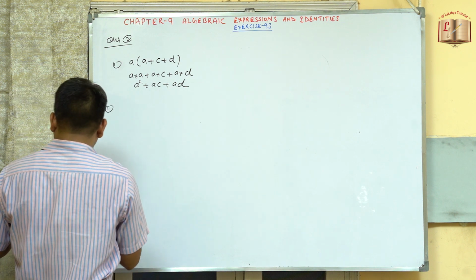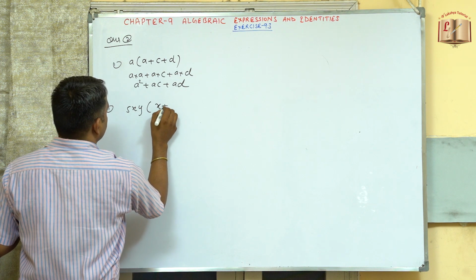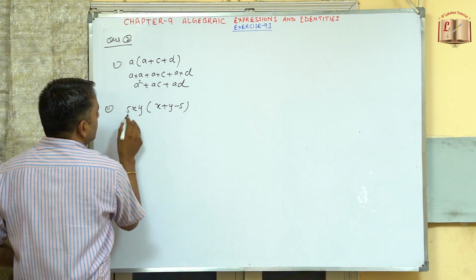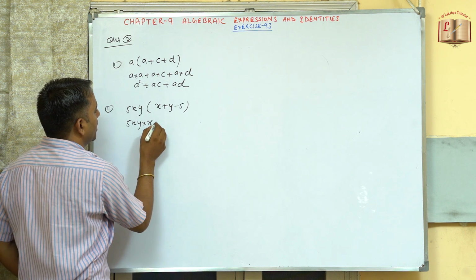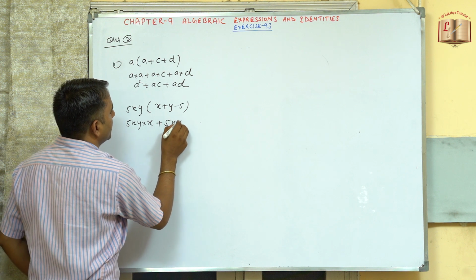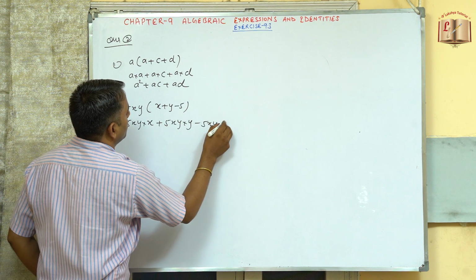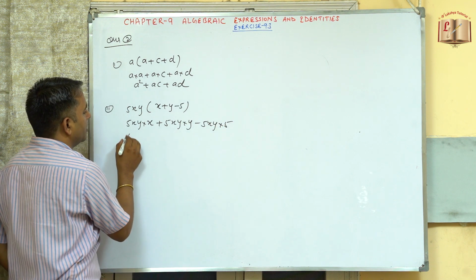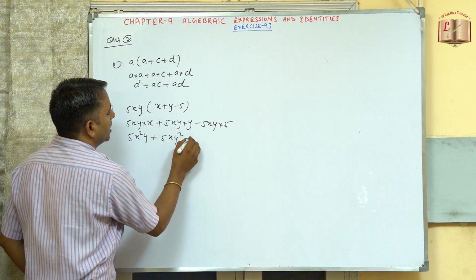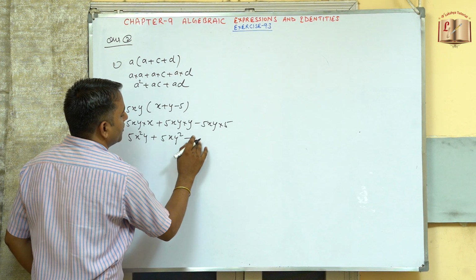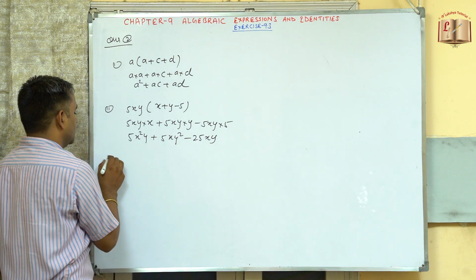Second case, this is now 5xy times (x plus y minus 5). So 5xy into x plus 5xy into y minus 5xy into 5. So this will be now 5x square y plus 5xy square minus 25xy, since 5 into 5 is 25. So this is our answer.